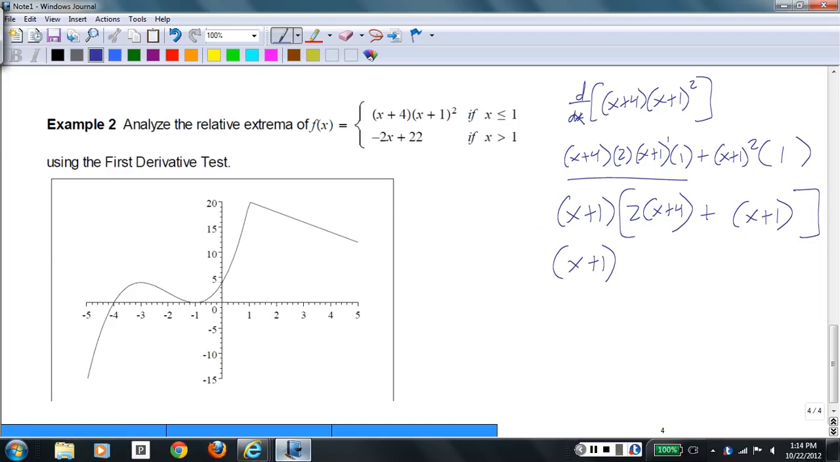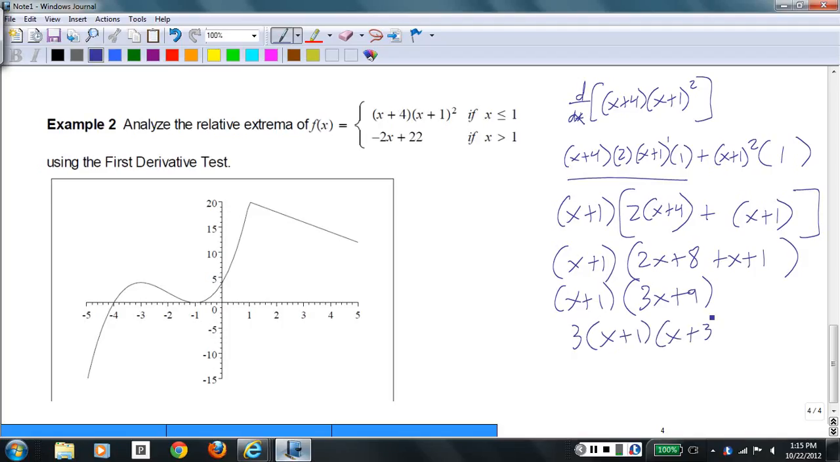Yes, thank you. x plus 1 times 2x plus 8 plus x plus 1. x plus 1 times 3x plus 9. Now maybe factor out the 3. 3 times x plus 1 times x plus 3. So as I'm trying to differentiate this thing piecewise, f prime of x equals 3 times x plus 1 times x plus 3. And I can do this on the open interval, the one that does not include the 1.